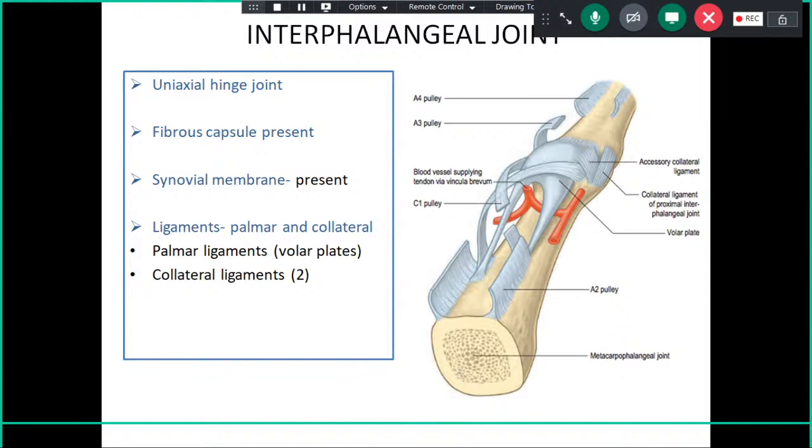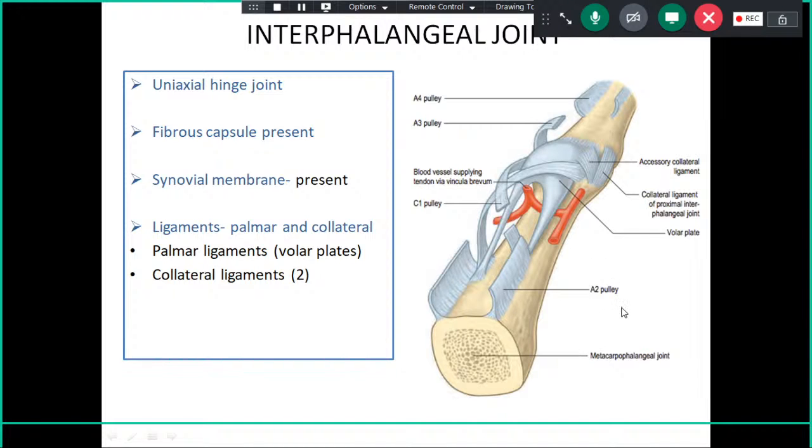The interphalangeal joints are basically the uniaxial hinge joint variety. We have the capsule present here, as well as a synovial membrane. The ligaments are similar for the metacarpophalangeal and the interphalangeal joints. Appreciate that these are the collateral ligaments, and sometimes we also have accessory collateral ligaments present. Don't go into the A3 pulleys and cruciate, you don't have to go into so much detail about the same, though I'll tell you about it. This is a palmar ligament, also known as a volar plate.